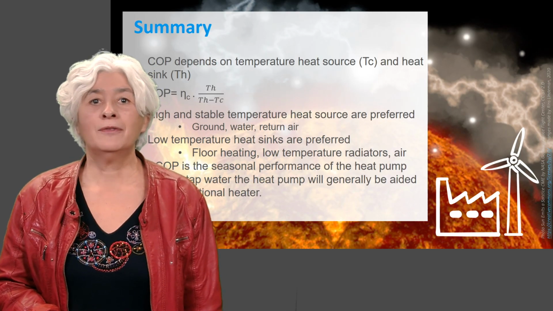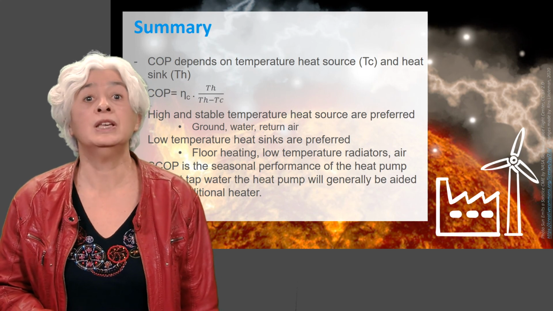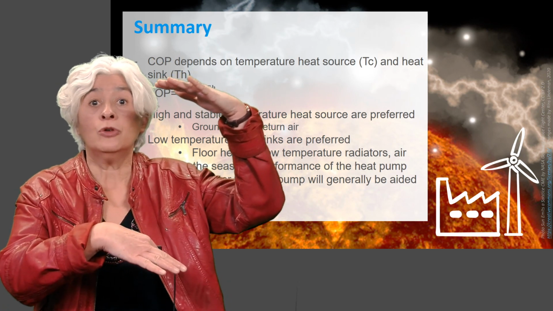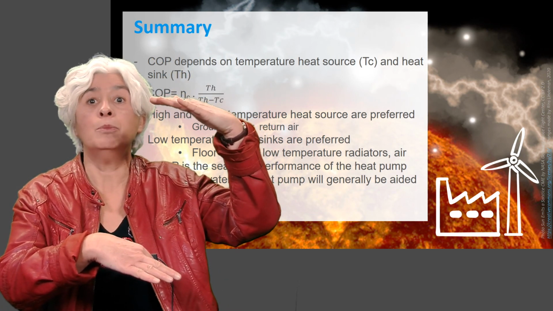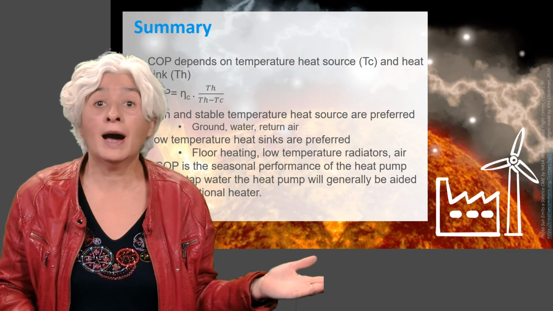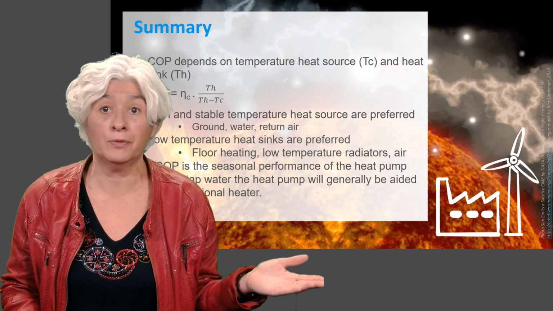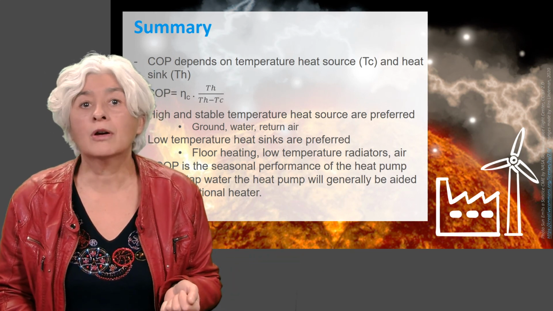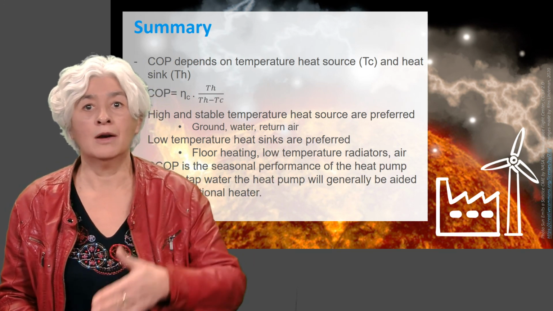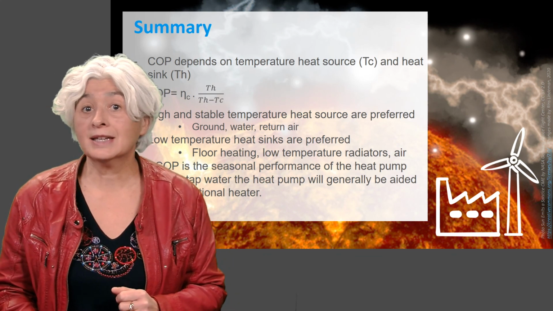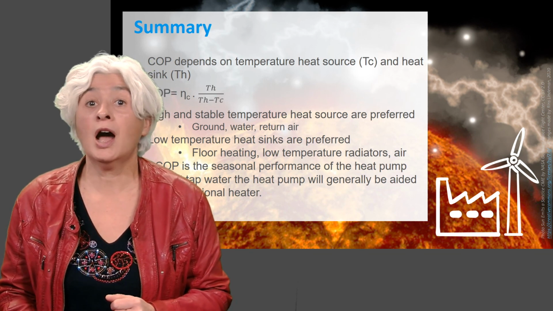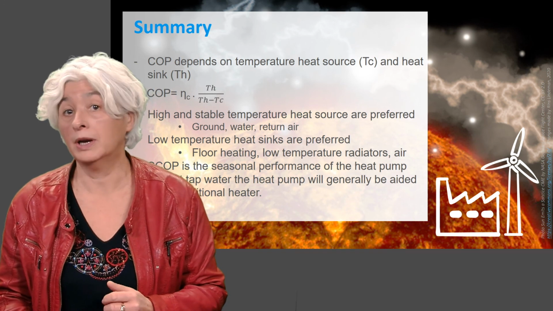In this lecture, you have discovered how the COP of heat pumps is determined by the temperature levels of the heat source and heat sink. To obtain a high efficiency, it is very important to limit the temperature differences between the sink and the source. This is why high stable heat source temperatures are preferred. At constant sink temperature, a ground source heat pump will have a higher COP than a water one than an air one. Low temperature heat sinks are essential as well for high efficiency, and low temperature heating systems are preferred like air ones or floor heating.